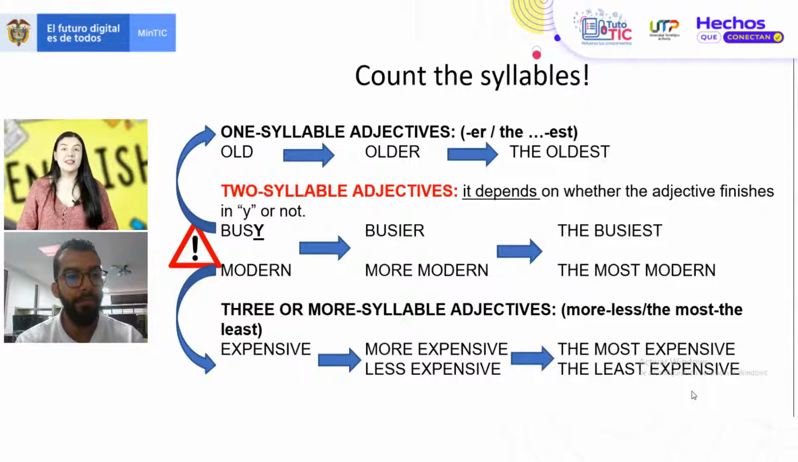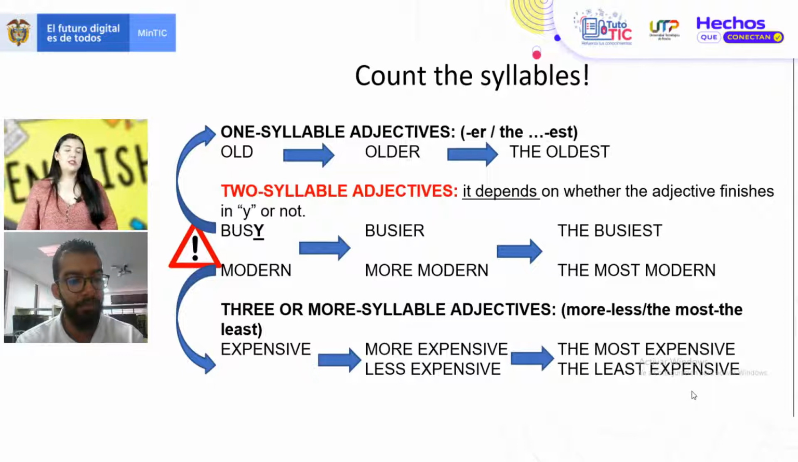Yes, that is an excellent example. High, for example, high, de alto. So high has one syllable. So we say higher. Okay, higher, or we also say bigger, as Brian said.